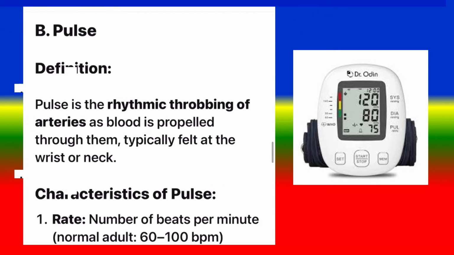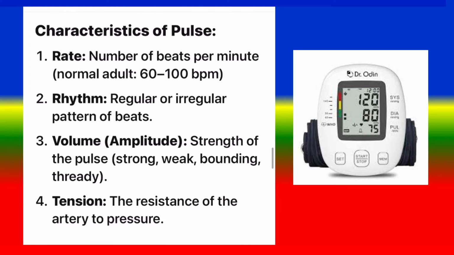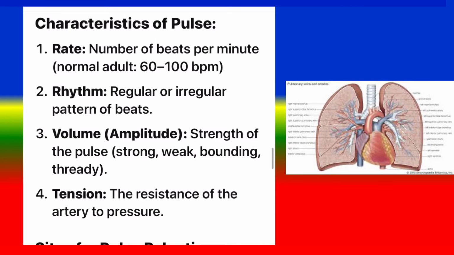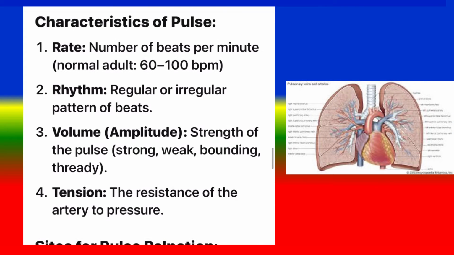B. Pulse. Definition: Pulse is the rhythmic throbbing of arteries as blood is propelled through them, typically felt at the wrist or neck. Characteristics of pulse. 1. Rate: number of beats per minute, normal adult, 60 to 100 BPM. 2. Rhythm: regular or irregular pattern of beats. 3. Volume, amplitude: strength of the pulse, strong, weak, bounding, thready. 4. Tension: the resistance of the artery to pressure.